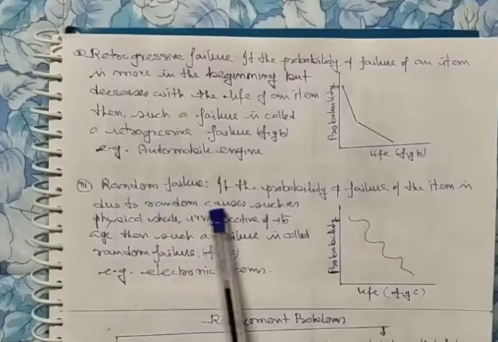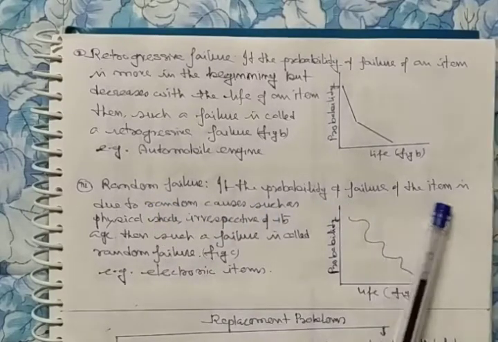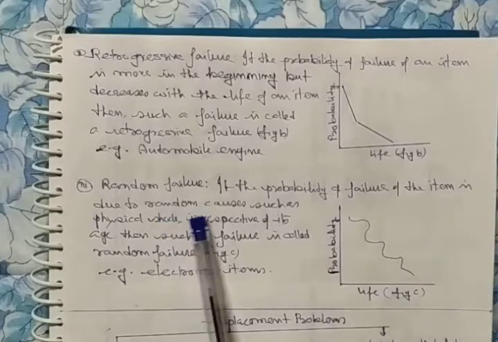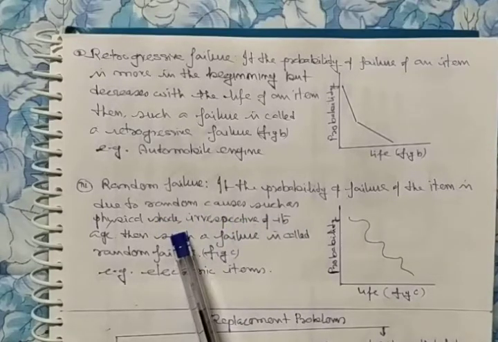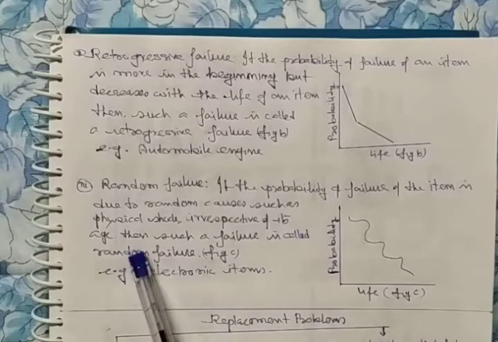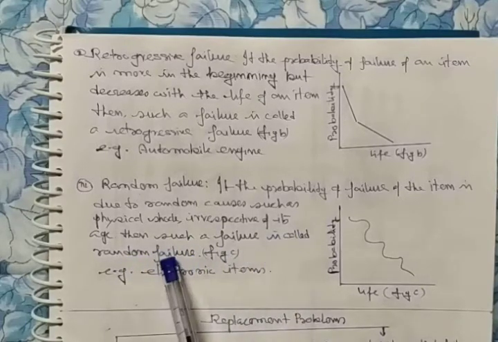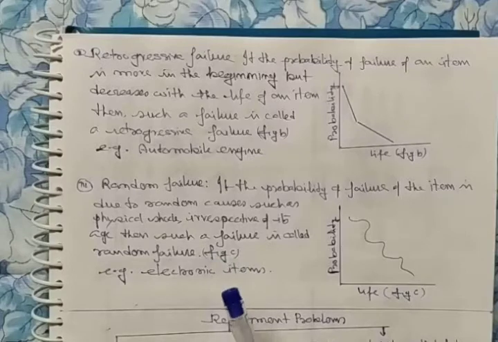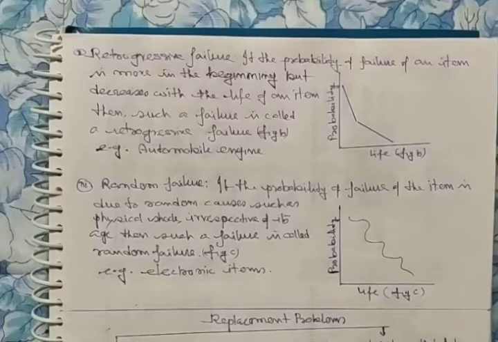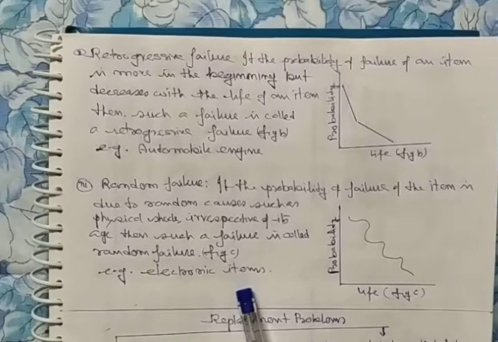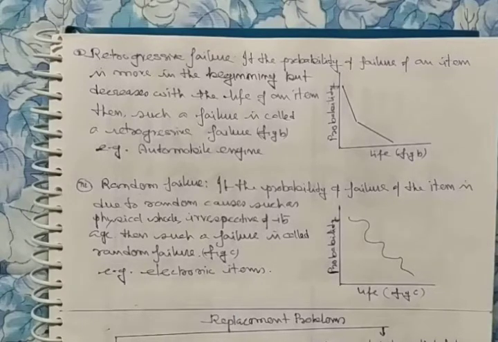Next one is random failure. If the probability of the failure of an item is due to random causes such as physical shock, irrespective of its age, then such failure is called random failure. In random failure, what happens? Suddenly some failure occurs due to some mechanical snap, or some electrical equipment, like electronic equipment in a TV, suddenly breaks down. So those come under this category.